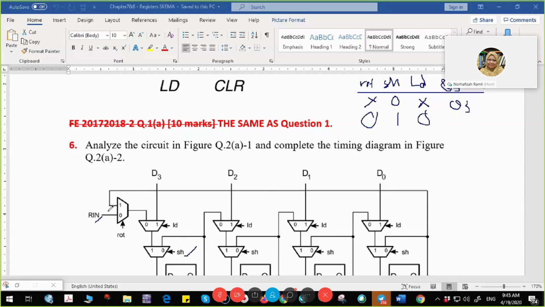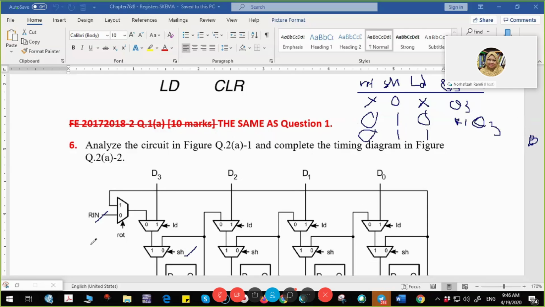When load is 0, this is when you shift right, isn't it? So this is why shift right. This one will take from R in, and then the next one, Q3, will take from Q2, Q2 will take from Q3, right? That means you shift right. Okay, zero.